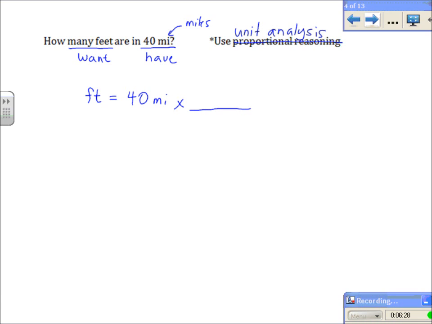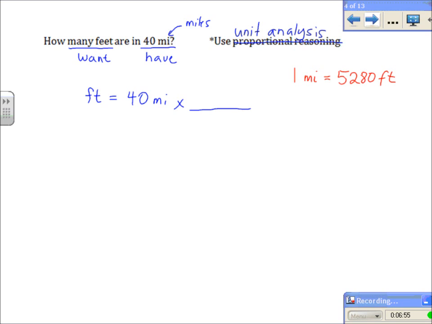Again, I need a conversion factor. We go to your data booklet. Have a look right now at your yellow data booklet. Do you have a conversion factor between feet and miles? Yes. 1 mile is equal to 5,280 feet. You have this conversion factor in your data booklet. So we're going to use that conversion factor right here.